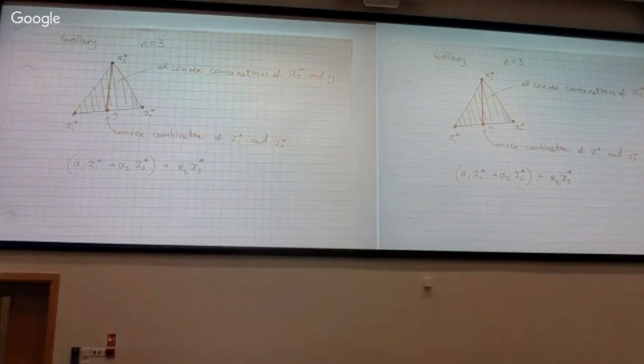Or you could have 4 points, 5 points. If the 4 points lie in the plane, then you get a quadrangle. And if they don't, then you get a simplex. There are very nice geometric things going on.